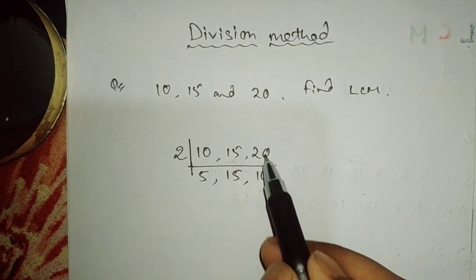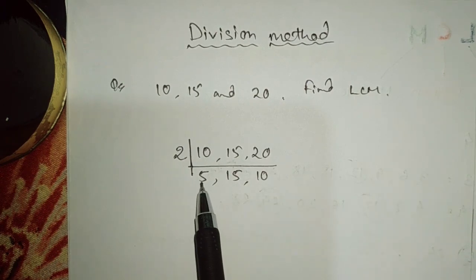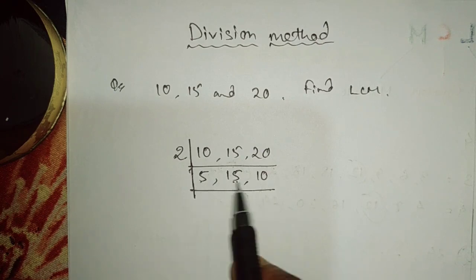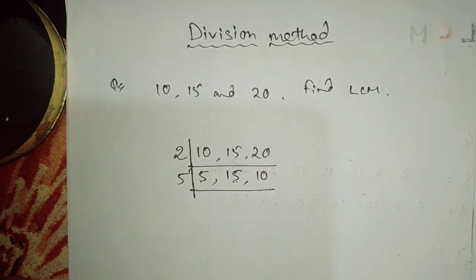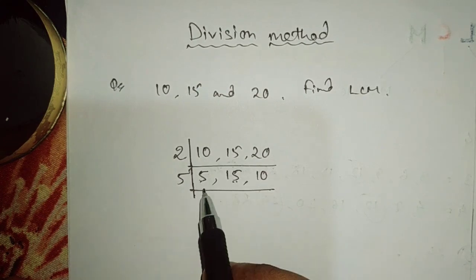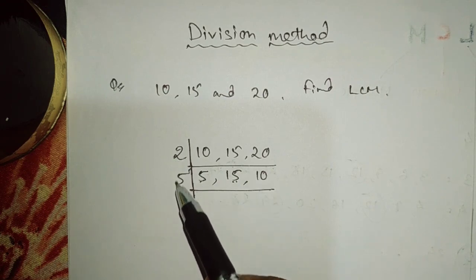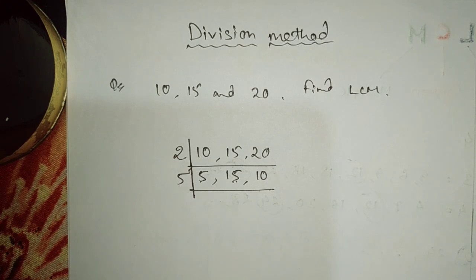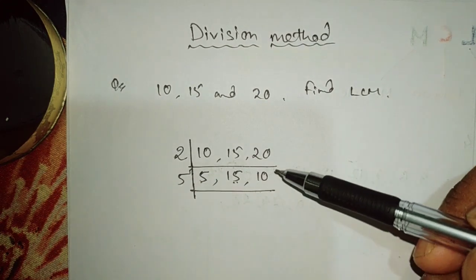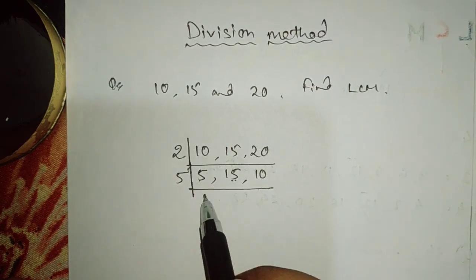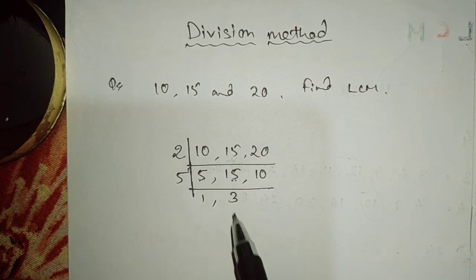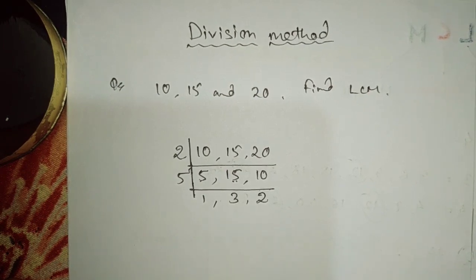2 10s are 20. Now what are the three numbers now? 5, 15 and 10. We can see clearly that 5, 15 and 10, all of them are divisible by 5. So we'll take 5 and divide these three numbers by 5. You are free to choose any number you want, but that number must divide the numbers which are inside. So 5 1s are 5, 5 3s are 15, and 5 2s are 10.